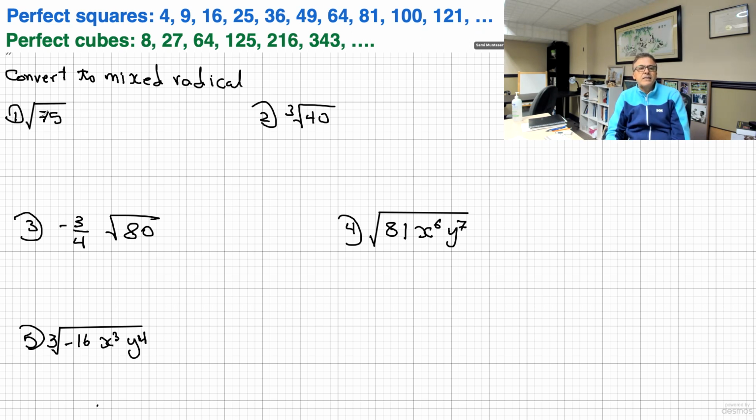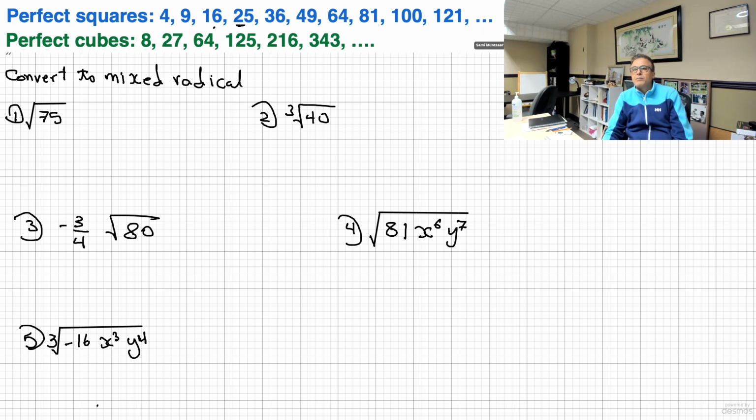the first thing, since this is the square root of 75, is that 75 is definitely not a perfect square, so we don't know the square root of 75. What we need to do is change this to a mixed radical. A mixed radical basically means you look at these perfect squares and see if any of them go into 75. And obviously, the 25 goes into 75.